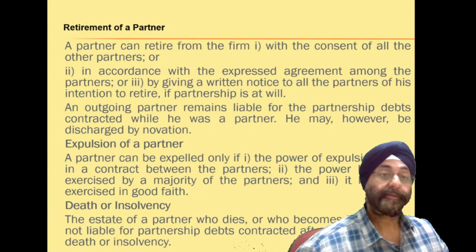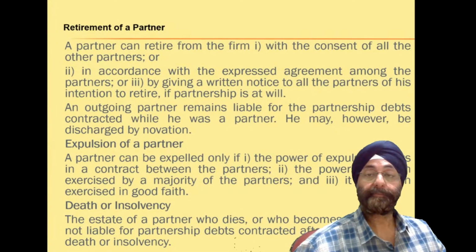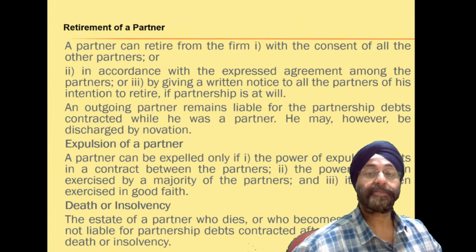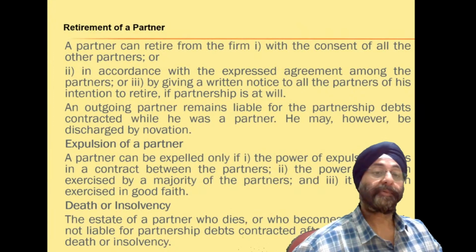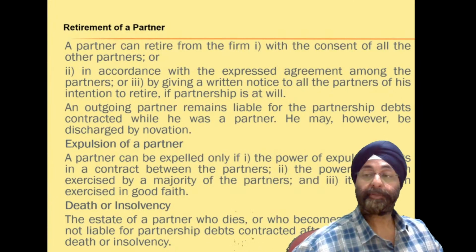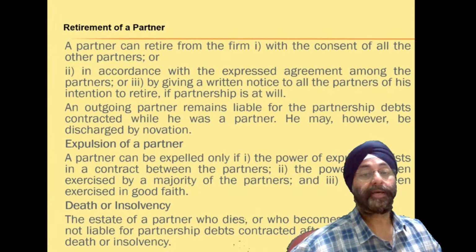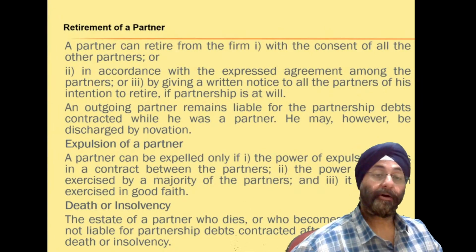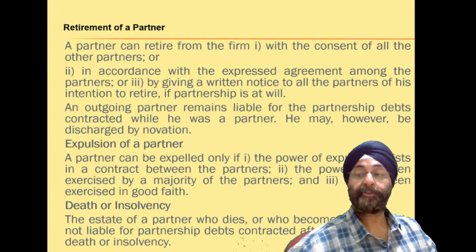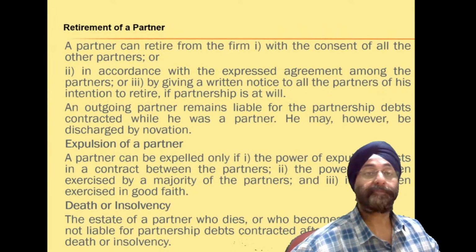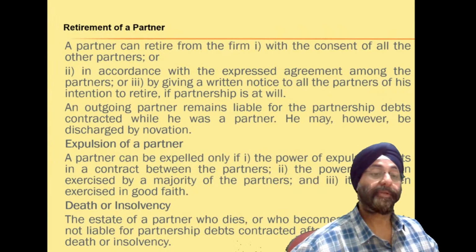Retirement of a partner. A partner can retire from the firm with the consent of all the other partners, or in accordance with the express agreement among the partners, or by giving written notice to all the partners of his intention to retire if the partnership is at will. An outgoing partner remains liable for the partnership debt contracted while he was a partner. He may, however, be discharged by novation.